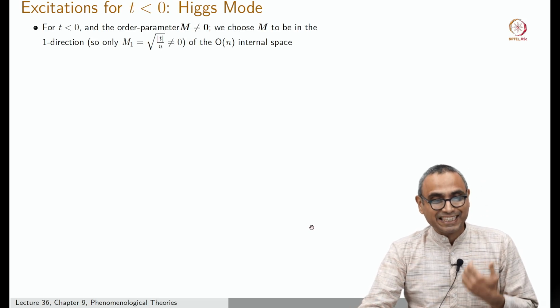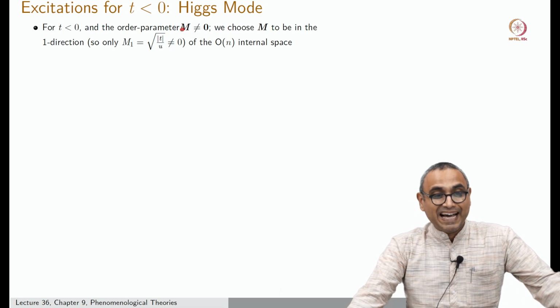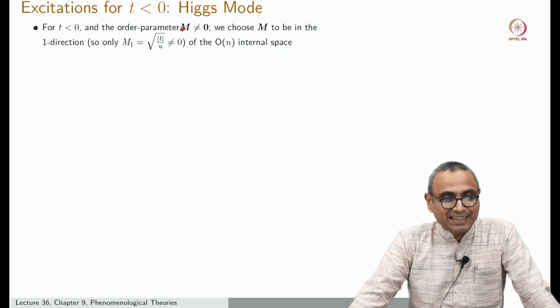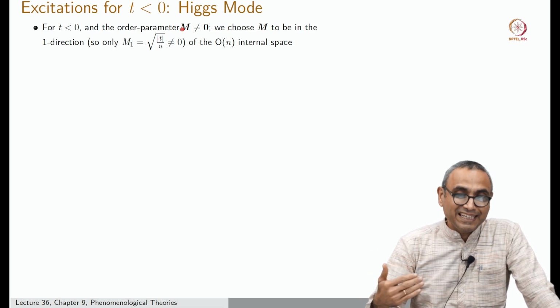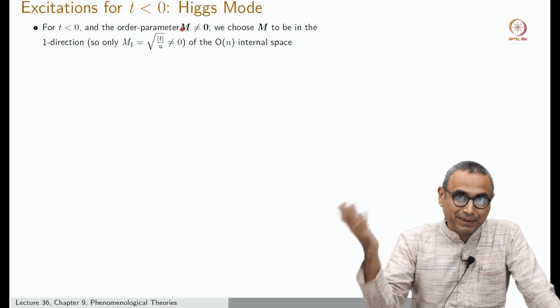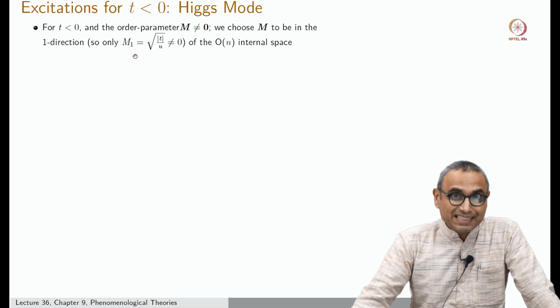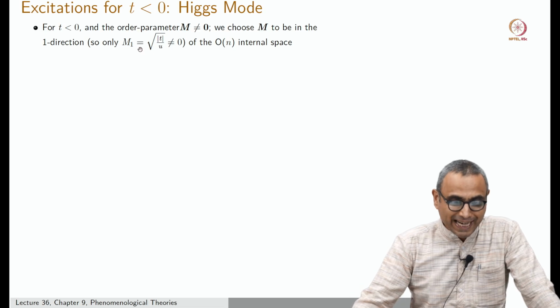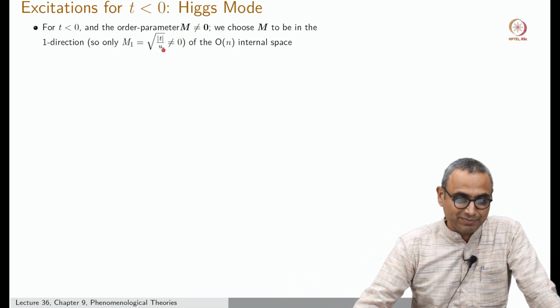So, when t is less than 0, we will pick up a non-zero value of the order parameter, and we have already seen this in the last lecture. The theory will only give you the magnitude of the order parameter, right? We have to pick some direction, or the system picks a direction spontaneously. So, let us pick one direction. In this symmetry-broken phase, m as a vector has n components, only m1 is non-zero and it is square root of mod t by u, and all the other components, from 2 to n, are 0.